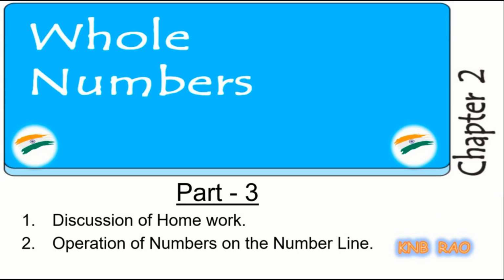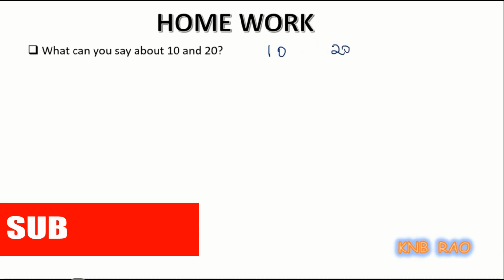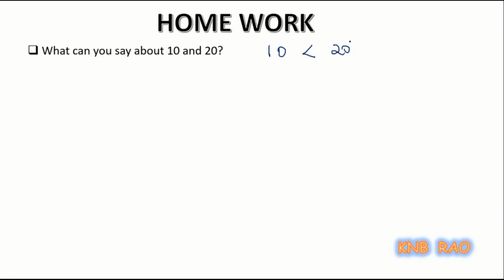Coming to the homework part, in our previous session we got 4 questions as homework. In them, the first question was, what can you say about 10 and 20? Here it means we need to compare who is smaller and who is greater. So amongst 10 and 20, 10 is smaller. We will write that in symbolic way, 10 is less than 20.